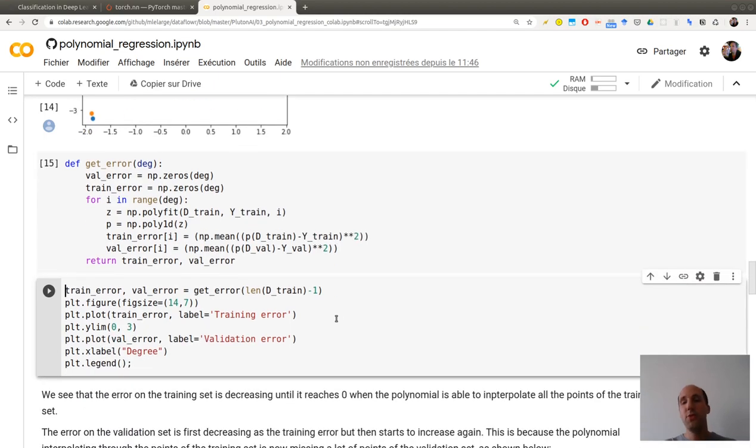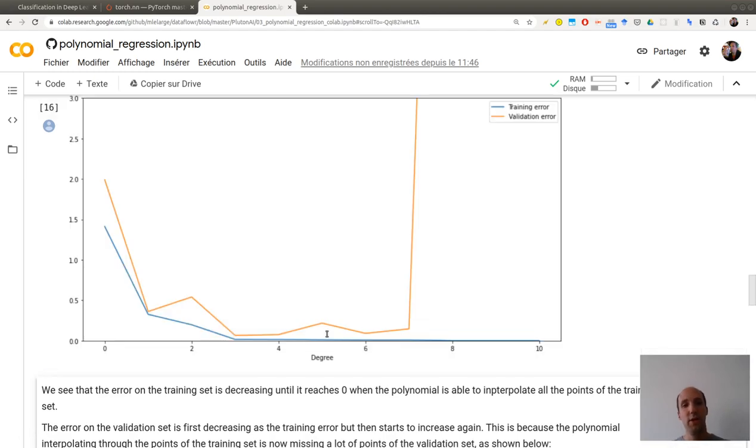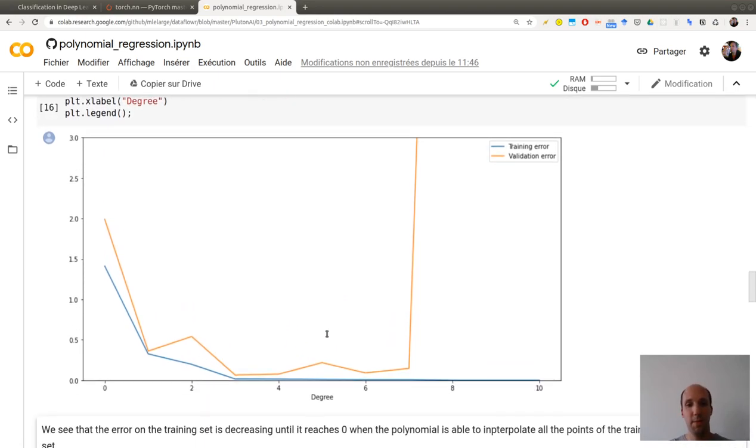Now I will compute the error both on the training set and on the validation set. So for this, you see that now I'm doing the fit of the polynomial only on the training set, and I'm computing the error both on the training set and on the validation set here. I will obtain two curves. So here is what I'm obtaining.